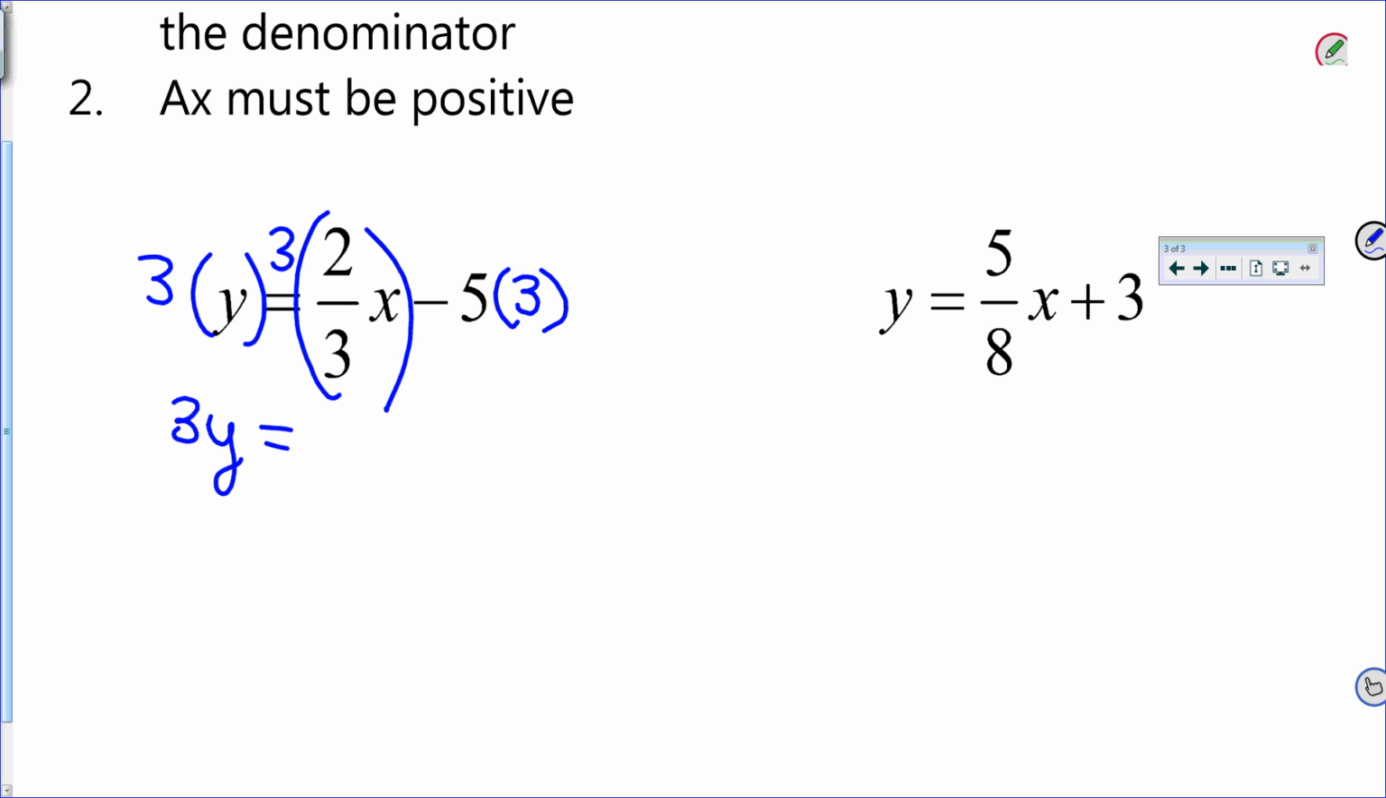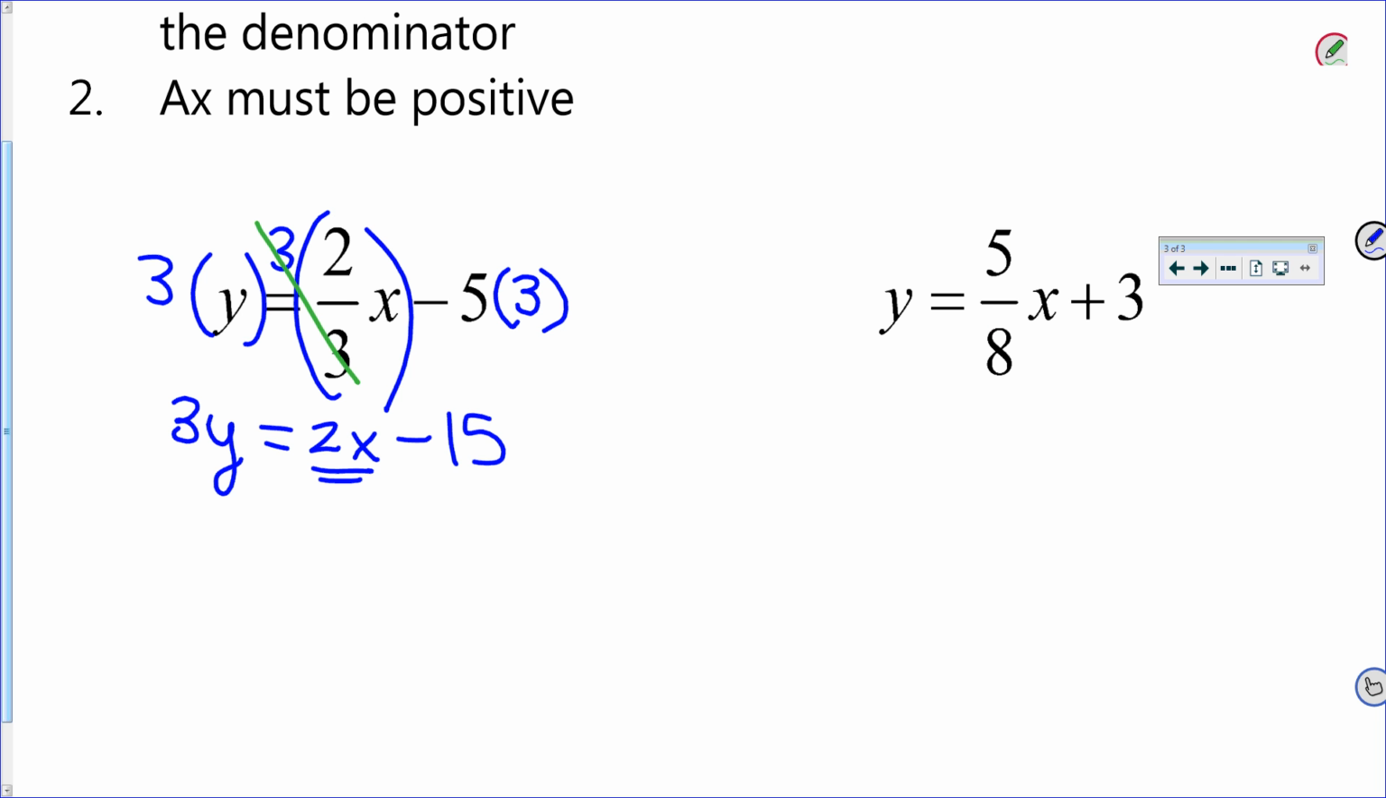3y is equal to, what happens to these 3's here? They cancel out. So what am I left with? If I just look, I'm left with 2x minus 15. Now, a must be positive. So here's my a term. A, again, is always the term that has the x to it.